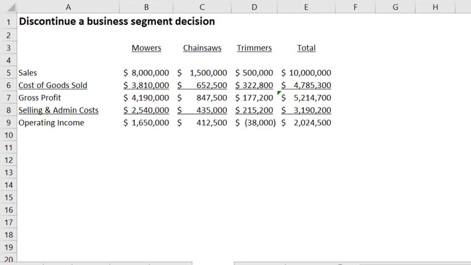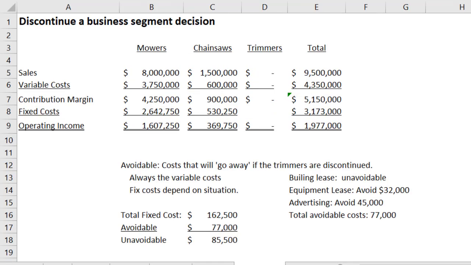If we look at the initial situation, when we looked at the first financial statement, we saw that our operating income was $2,024,500. Now we look at it with the trimmer being eliminated, and we see that it's gone down to $1,977,000. The reason is because we lost out on the contribution margin that we were making earlier when we were selling the trimmers, and we didn't get rid of all of the fixed costs. We only got rid of some of the fixed costs.